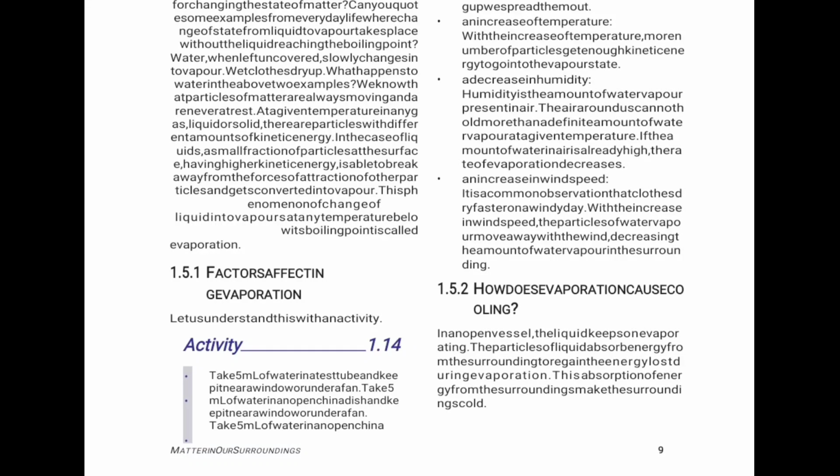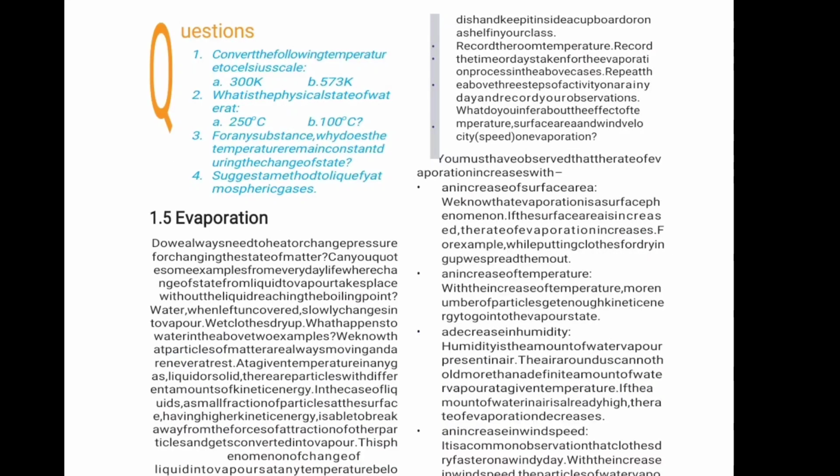1.5.1 Factors affecting evaporation. Let us understand this with an activity. Activity 1.14. Take 5 milliliters of water in a test tube and keep it near a window or under a fan. Take 5 milliliters of water in an open china dish and keep it near a window or under a fan. Take 5 milliliters of water in an open china dish and keep it inside a cupboard or on a shelf in your class. Record the room temperature.